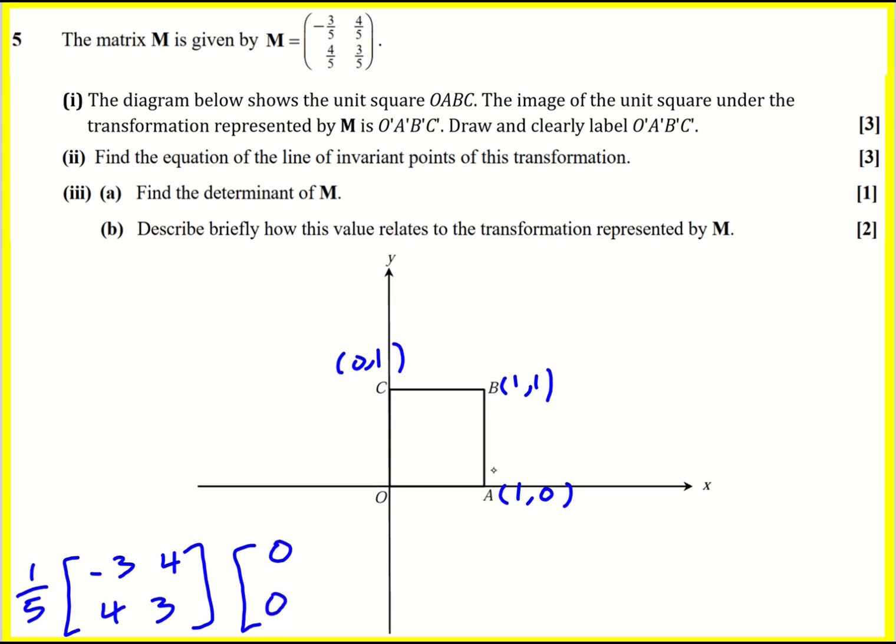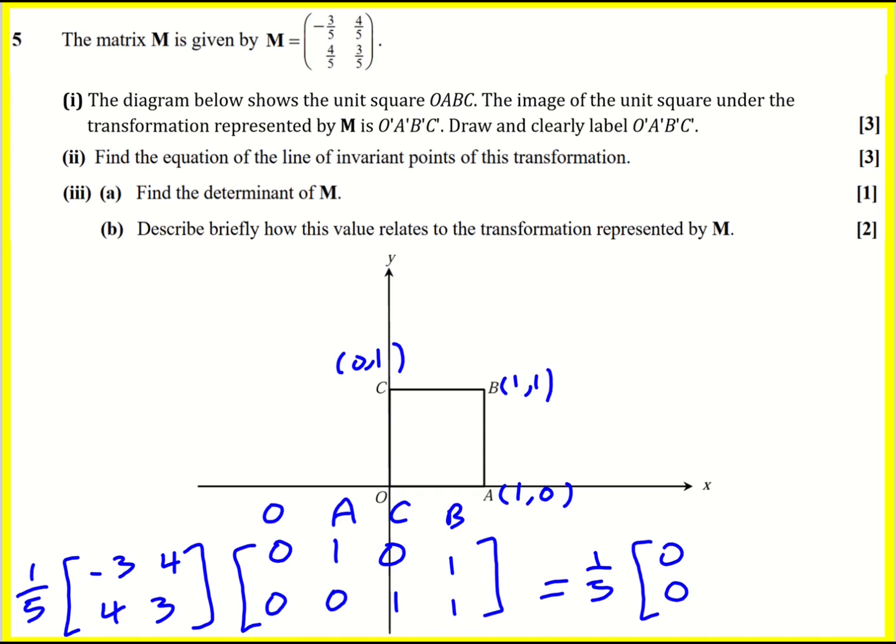We've got (0, 0) for the origin. Then A is going to be (1, 0). C is (0, 1), sorry, C is (0, 1). And B is actually (1, 1). So basically I can just transform it all in one go. We're going to get (0, 0) for the origin.